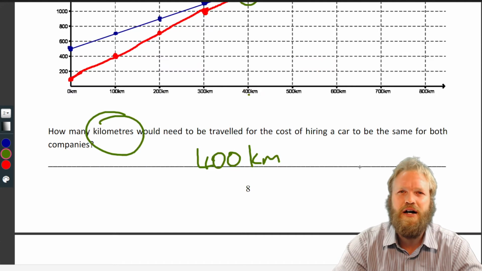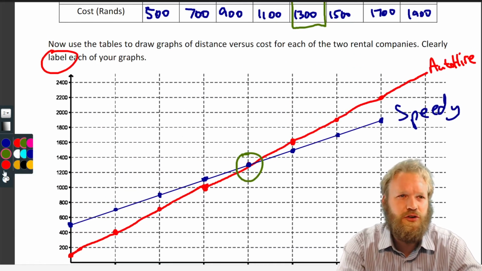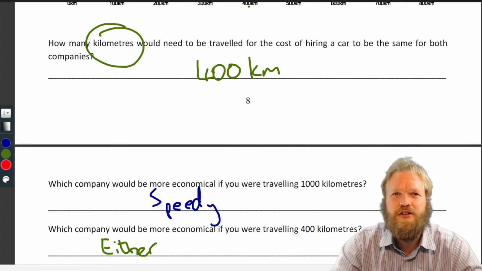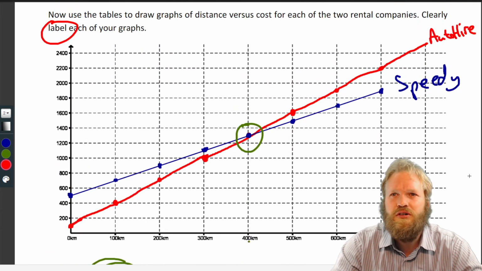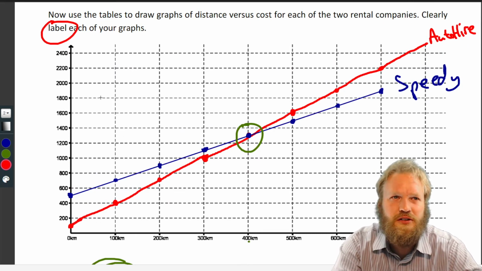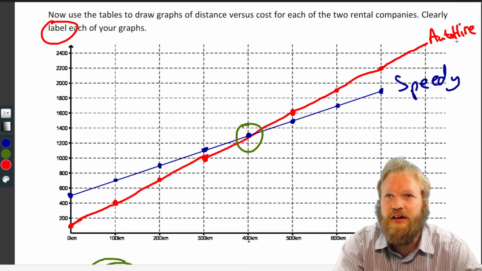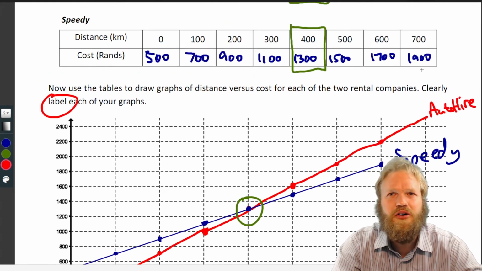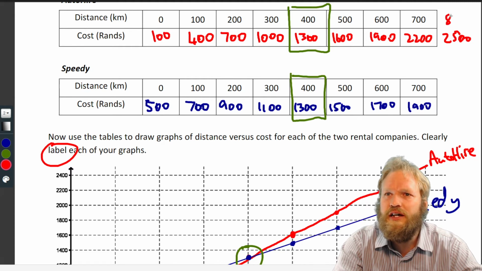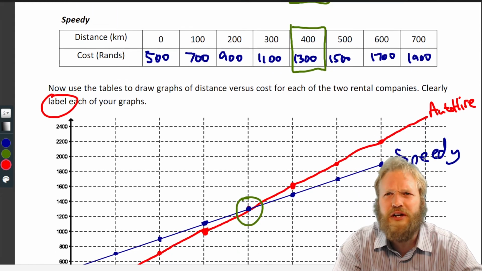If you had a budget of 2,500 Rand, what distance would you be able to travel using Auto Hire? So, using Auto Hire, we got a budget of 2,500 Rand. How far can we go? Well, 2,500 is over there. Well, this was going up by 300 each time, right? So, 2,500, wouldn't that be at that 800 mark? Seems to fit in with our picture. So, I'm going to go with that.